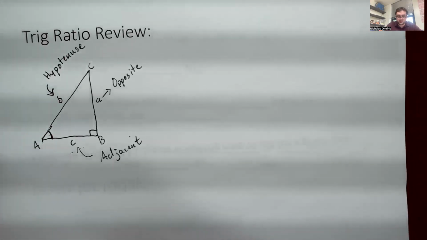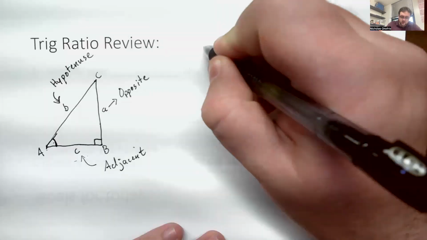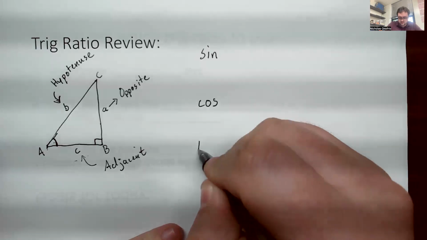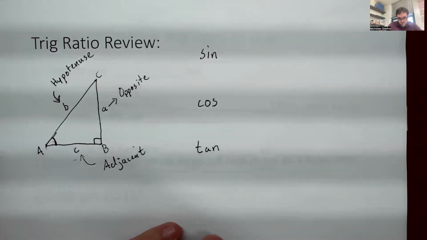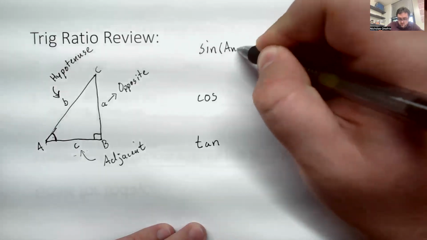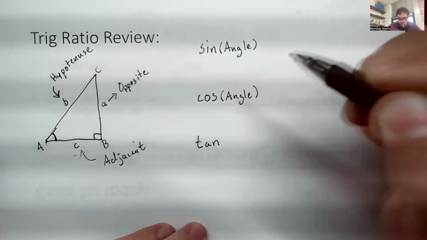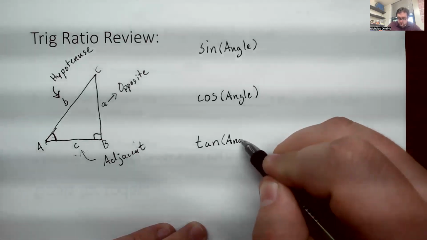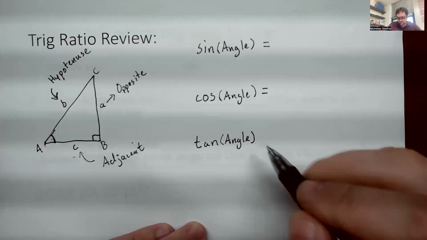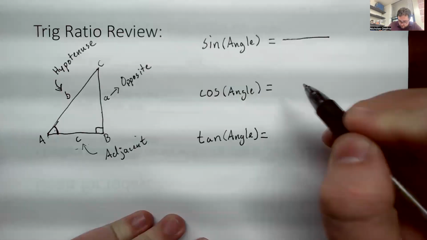We had three trig ratios, and they all were very similar. Our three trig ratios were sine, cosine, and tangent. All three of these had a couple things in common. First and foremost, they all had sine or cosine or tangent of an angle. We had an angle in parentheses. Second, they all had a fraction after the equal sign.